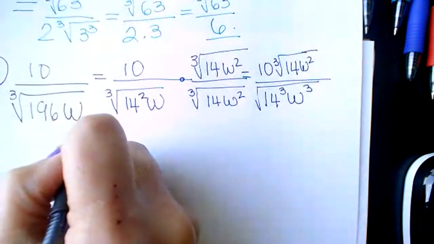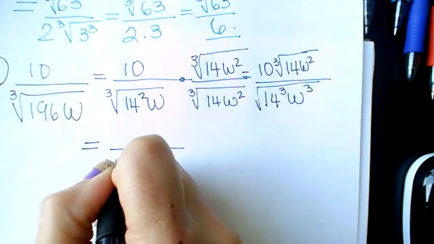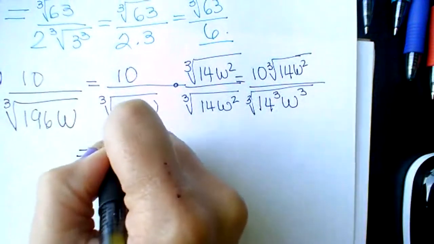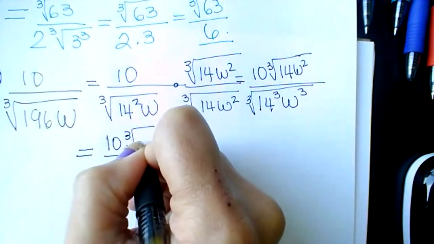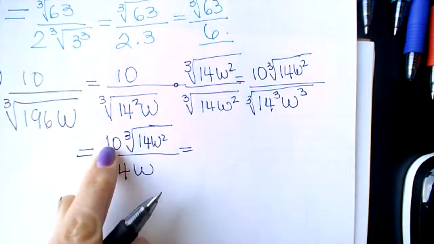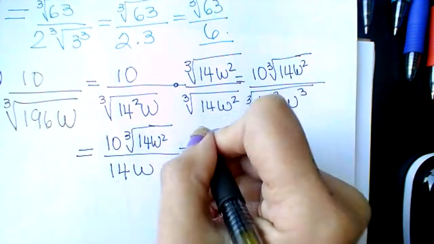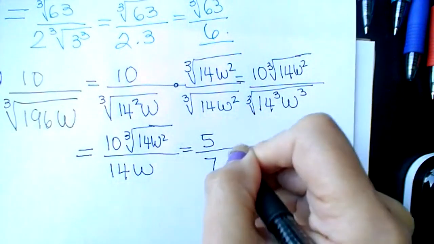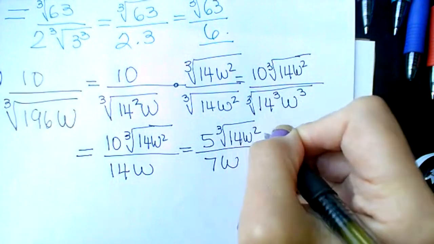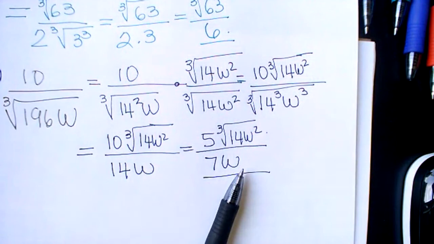And we know the bottom is what? It's going to be 14W. And the top will be 10 cubic root of 14 times W squared. Now I can simplify these two numbers. It's going to be 5 and 7. This is one of the exercises from Newton, okay? All right.